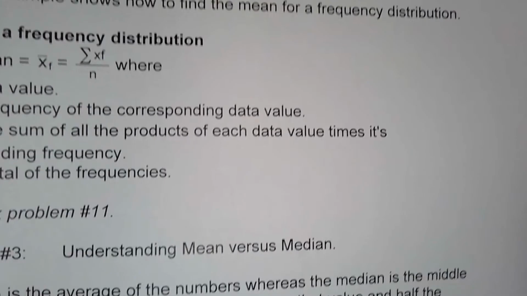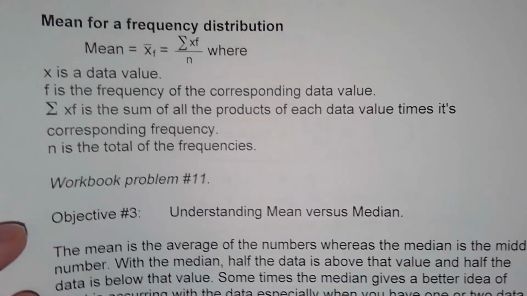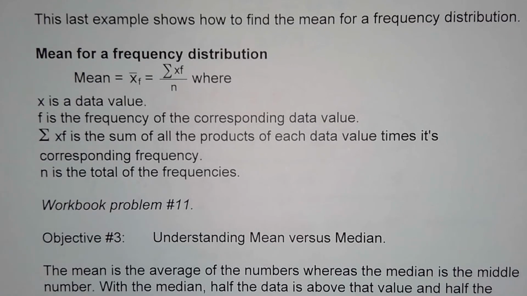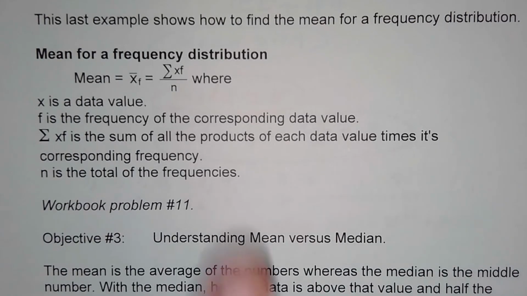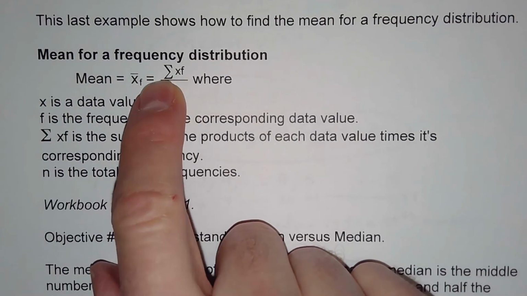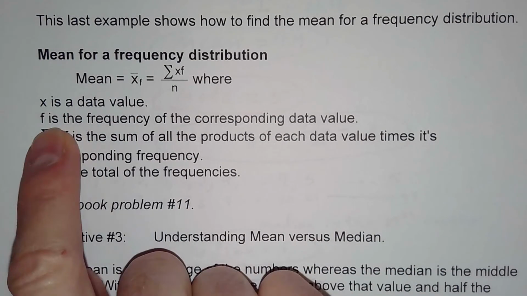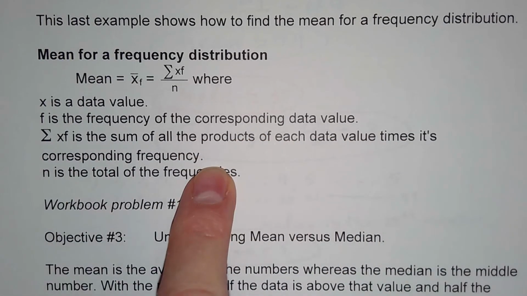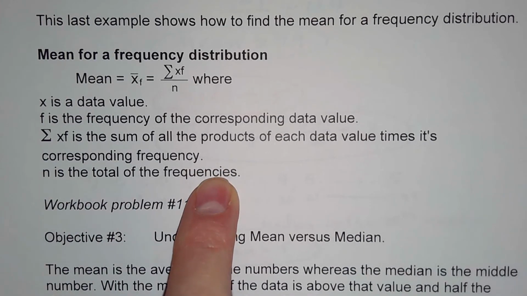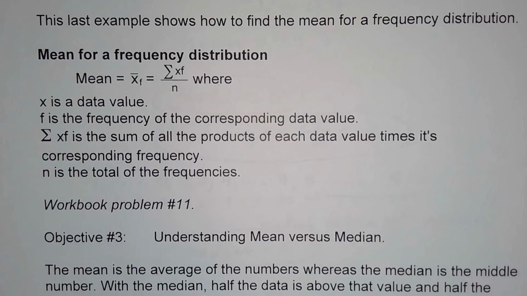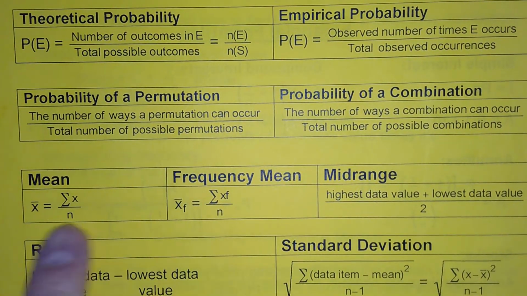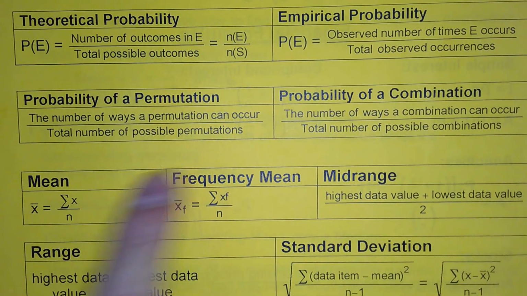So now, this last example shows us how to find the mean for a frequency distribution. What we basically do is we take each data value, multiply it by its frequency, and add them up. Again, x is the data value, f is the frequency. This is the sum of all products of each data value times its corresponding frequency, and n is the total of the frequencies. That's exactly what we did in problem number 10. And by the way, the formulas we've been developing here are listed on the back side of your yellow formula sheet. It's the one we've been using this section, or these 3 here.